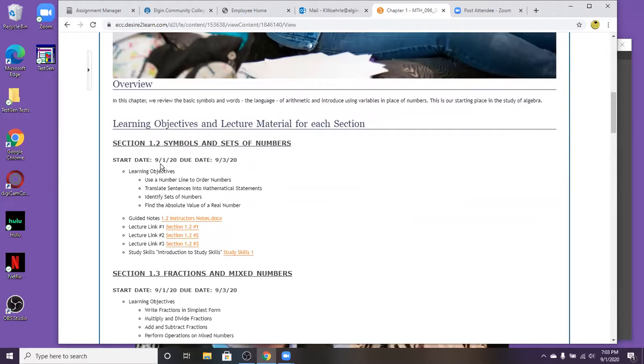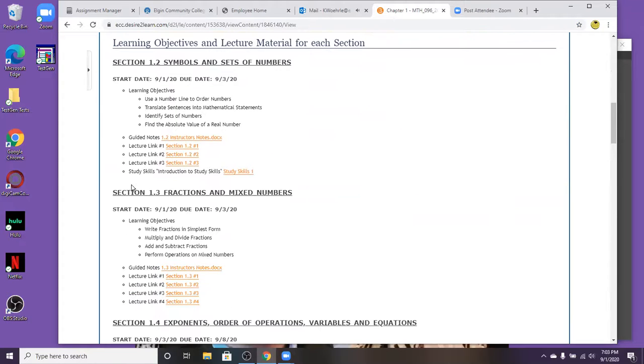So I'm assuming today, either you have already started or you're going to start tonight. If you want to keep on track, I'm assuming that you'll do section 1-2 and section 1-3. You'll download the blank guided notes. Hopefully you find them helpful. You don't have to use them, but they are there for you. And you'll watch the videos.